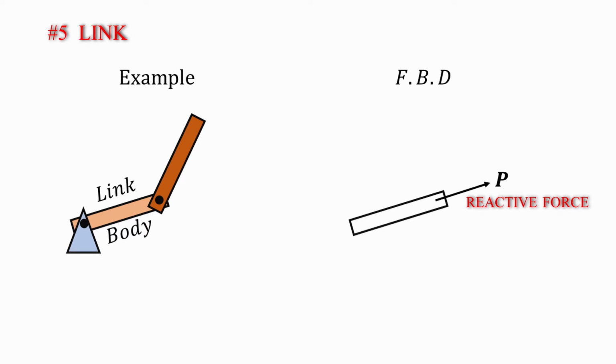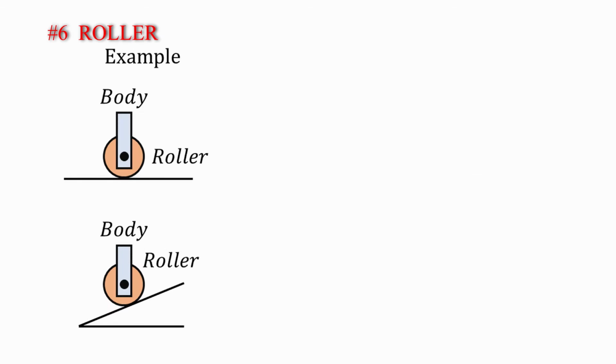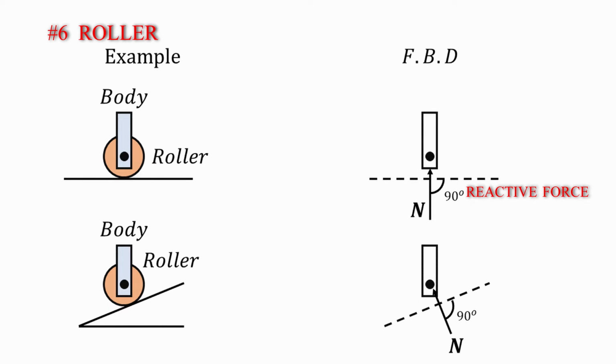If the problem doesn't specify that the link is either in tension or in compression, just draw the arrow in either direction along the link. We will determine the true direction based on the sign of the force calculated from equilibrium conditions later. Number 6, roller. The reactive force is normal force, perpendicular to the surface supporting the roller.